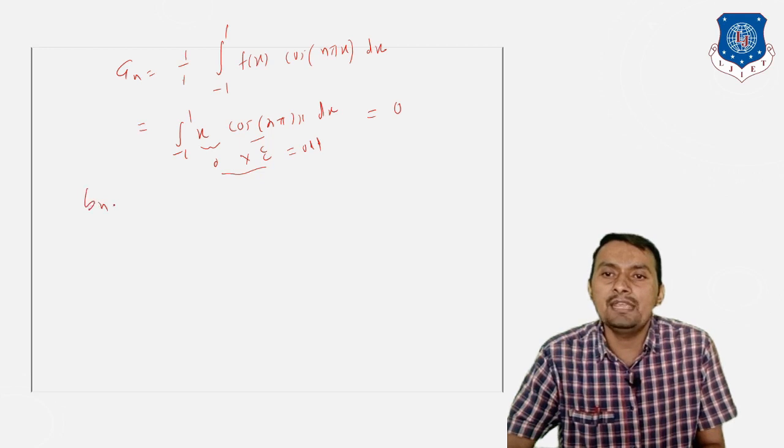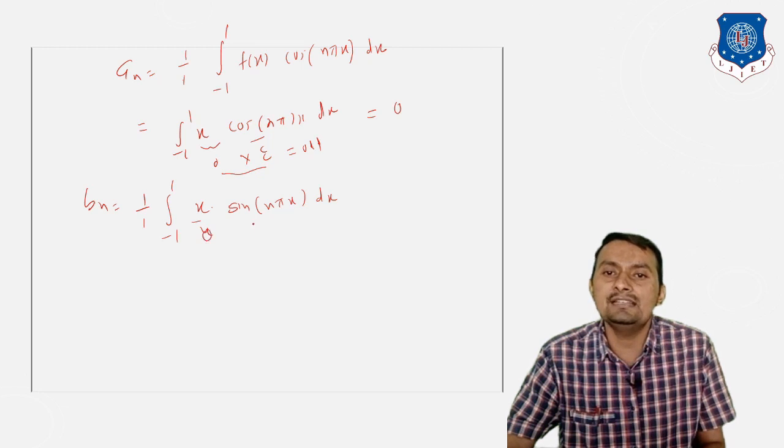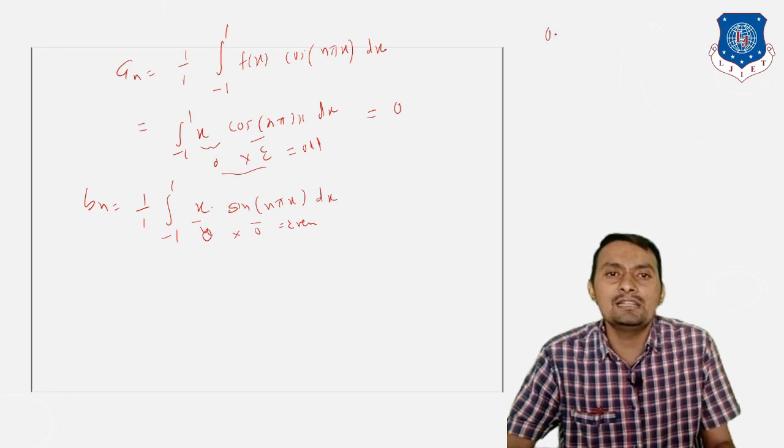And what about the bn? So 1 divided by L, L is nothing but 1, from minus 1 to plus 1, f of x is equal to x, and this is sin n pi x divided by L, but L is nothing but 1. This is our odd function, and sine is again an odd function, so the product will be an even function. Simply you can assume that odd into odd is even.